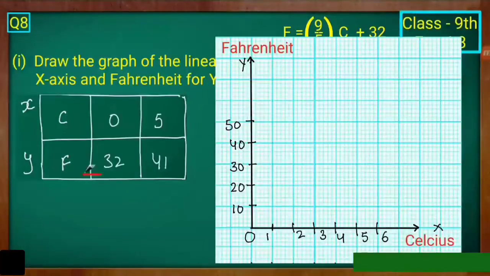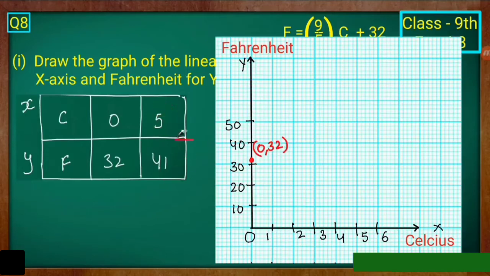Now we have to draw the graph, with Celsius as the x-axis and Fahrenheit as the y-axis. Here the values go up to 41, and on the x-axis up to 5. So on the x-axis we will take a distance of 1 unit, and on the y-axis a distance of 10 units. We can take different distances for x and y, but they should be the same along each axis. On the x-axis all distances are 1 unit, and on the y-axis it is 10 units.